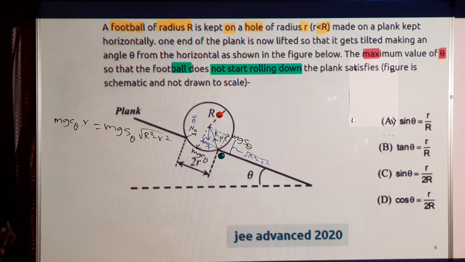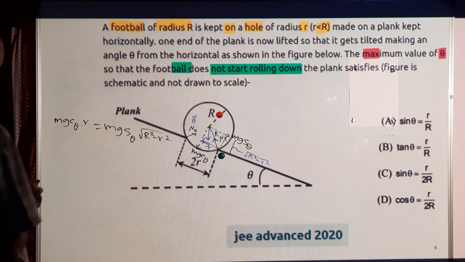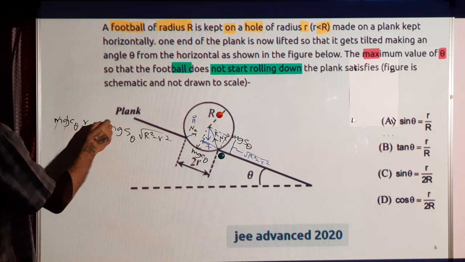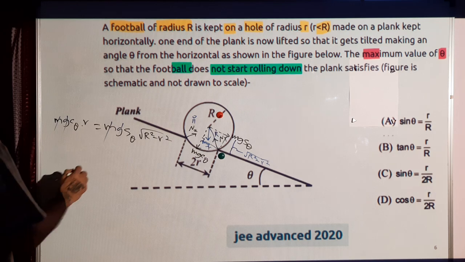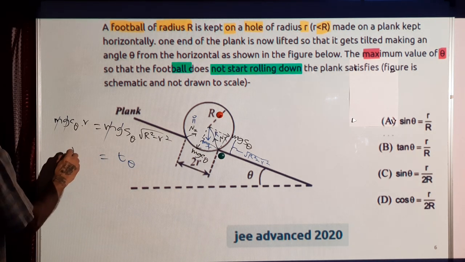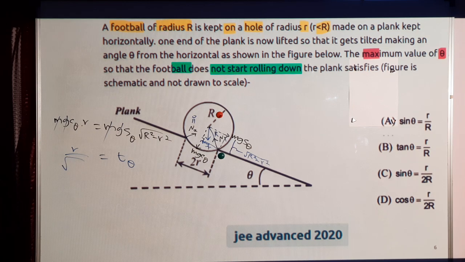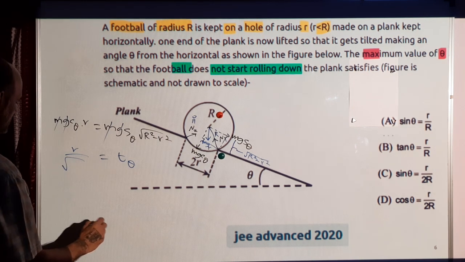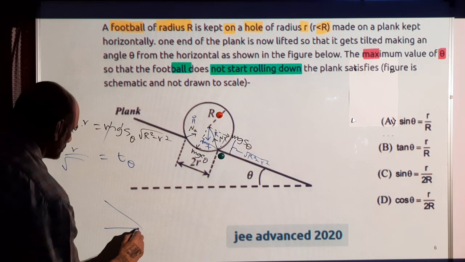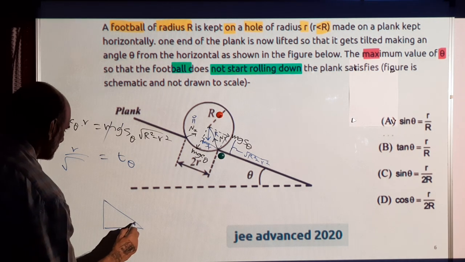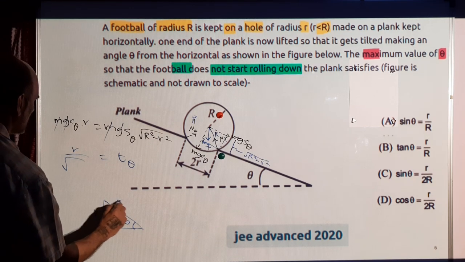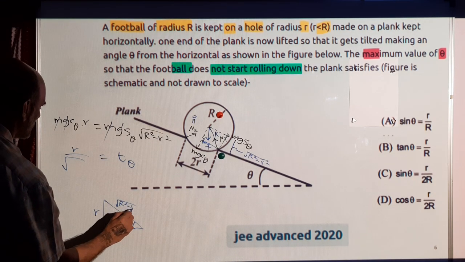When it's about to topple, the net torque is 0. After that, this torque will dominate. m and g can be cancelled. So from this I'll get tan theta equal to r by square root of R square minus r square. So I can construct a triangle with angle theta, where tan theta is r over square root of R square minus r square.